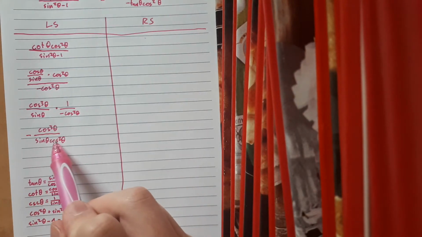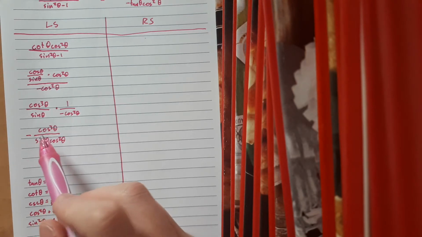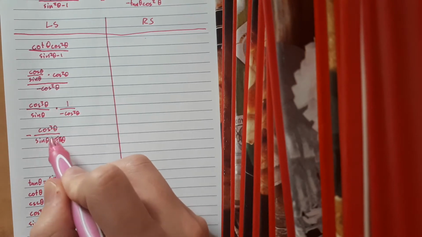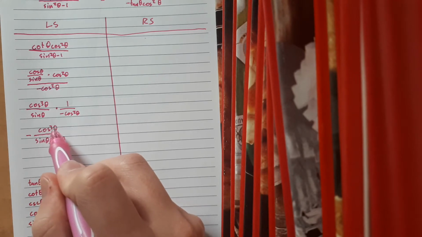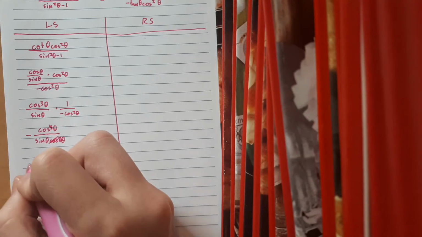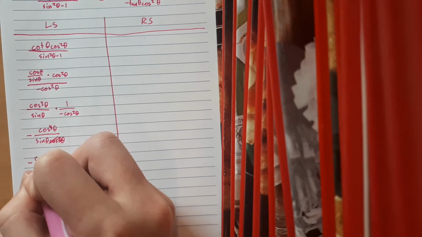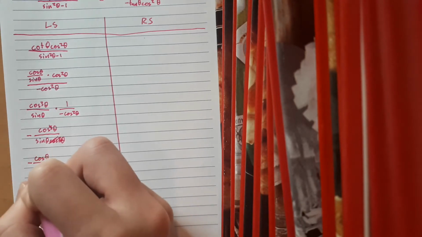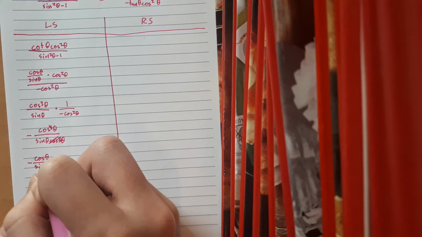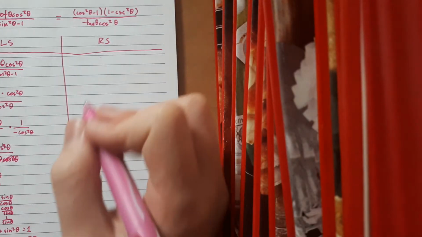So the one last thing we're going to do is, since there's a cos squared theta in each of these, we're going to divide them out. So no more cos squared theta here, and we subtract 2 from this, so that just gives us 1 cos theta, making this side equal to negative cos theta over sine theta. Let's move on to the right side.